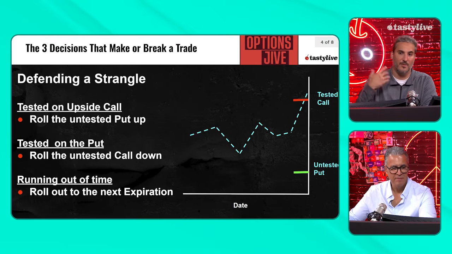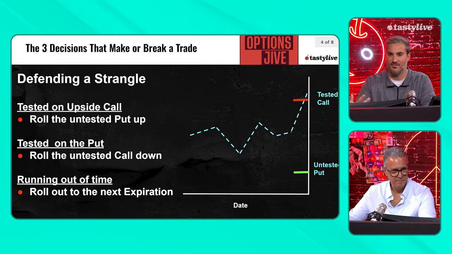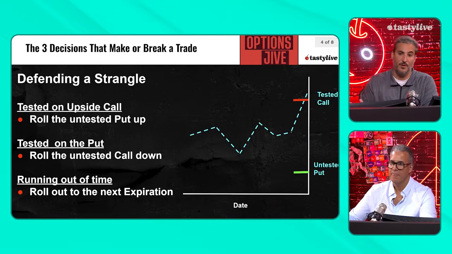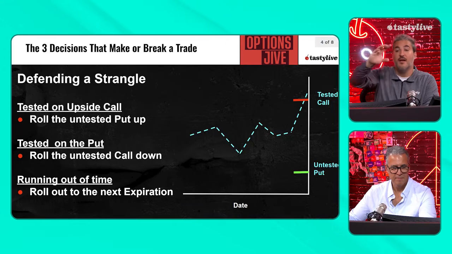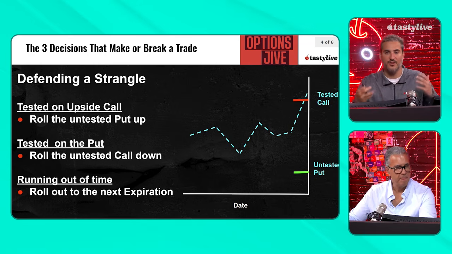And so when we say you're tested on the upside, we usually take our untested side, which is the put side, and roll that up. That's our adjustment to a tested call. Same thing on the downside. If we say we are tested on the puts, we're taking that untested call. This is just flipping the graph, and the stock is going down. We roll the call down. Those are the two adjustments intra-expiration.